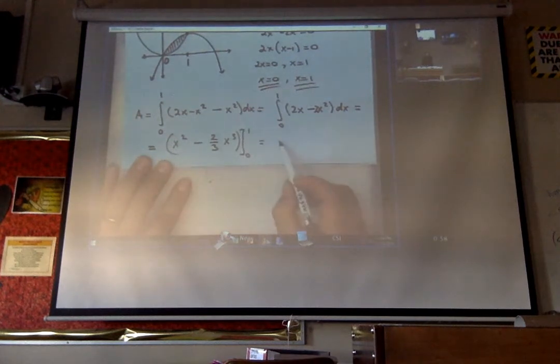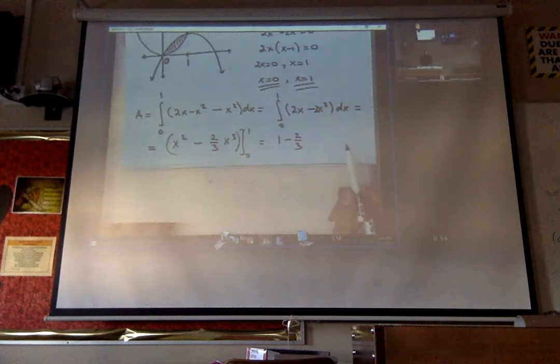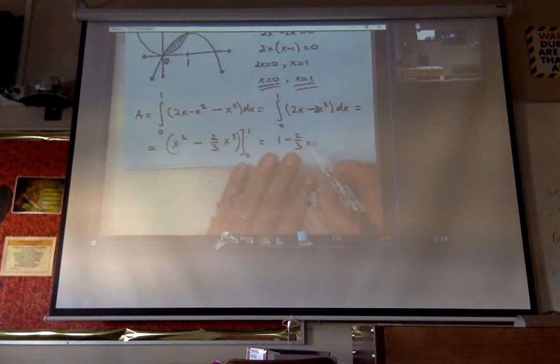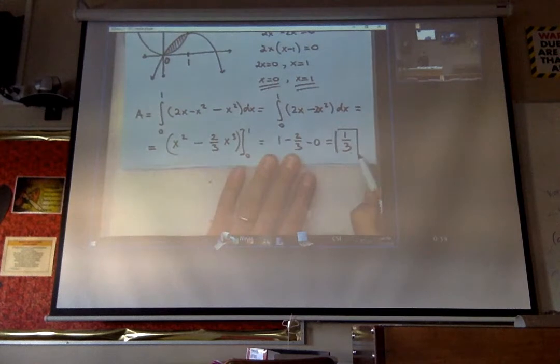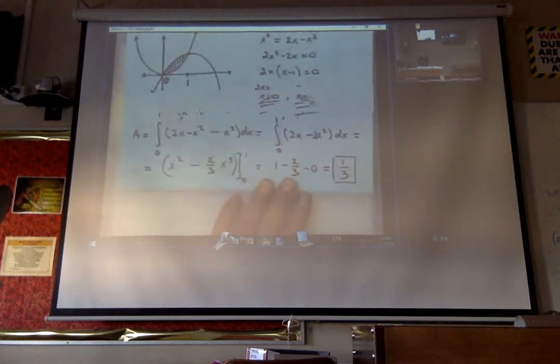So we have 1 minus 2/3. That's what we get when we substitute 1. And then substitution of 0 just produces 0. So overall we'll have what? 1 over 3, and that's the area.